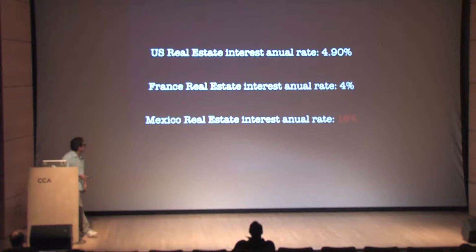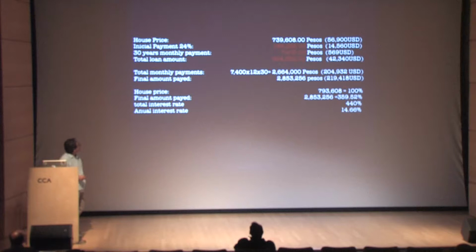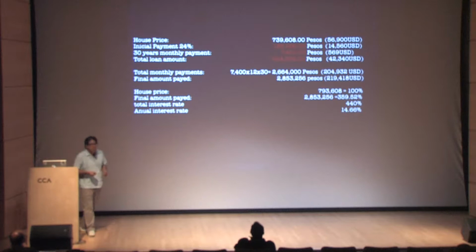And if you make an exercise in one of these developers or in one bank on how to get a house, you're going to see that an original house that probably is $57,000, you're going to end up paying almost 359% or 360% more than the original value of the house. But at the same time, the initial payment will be paid by the state.